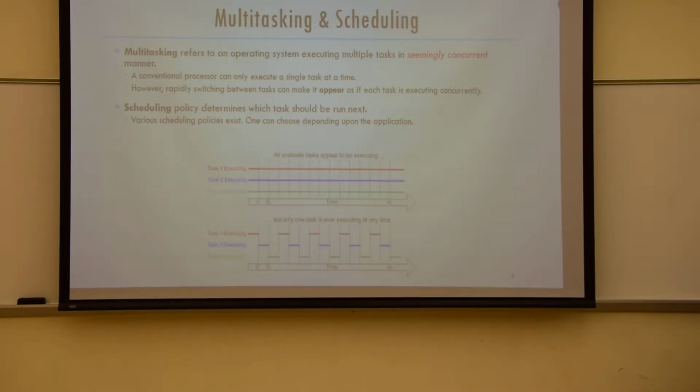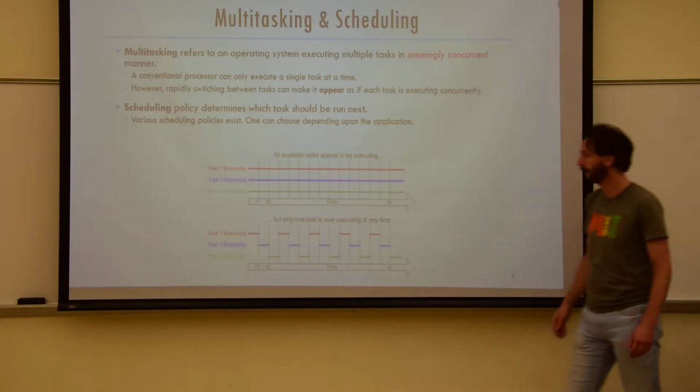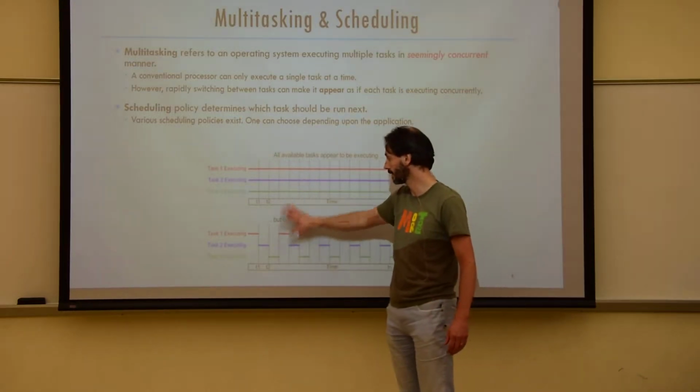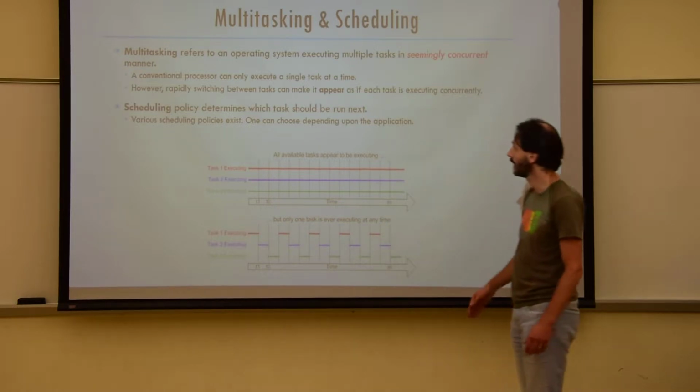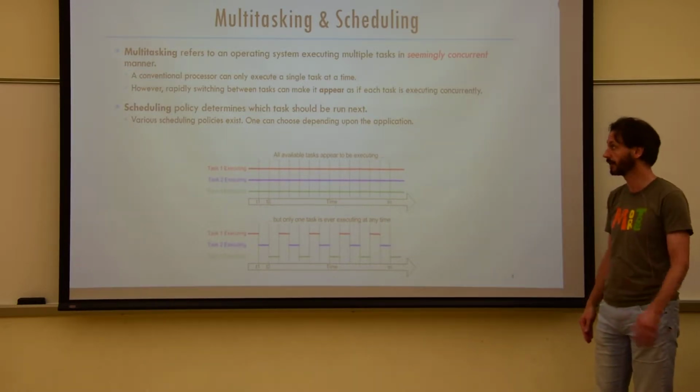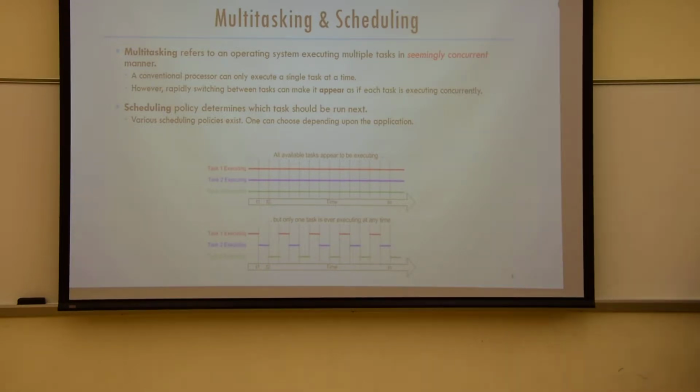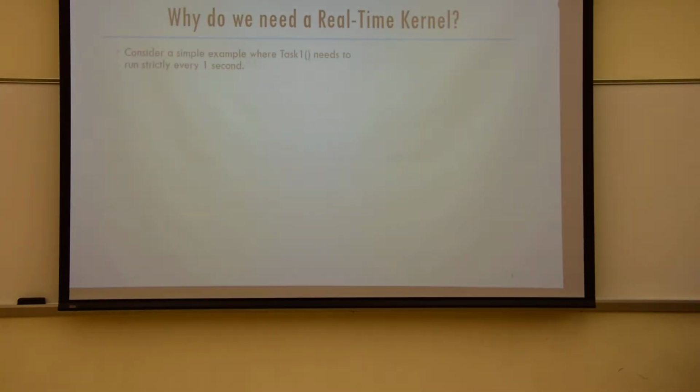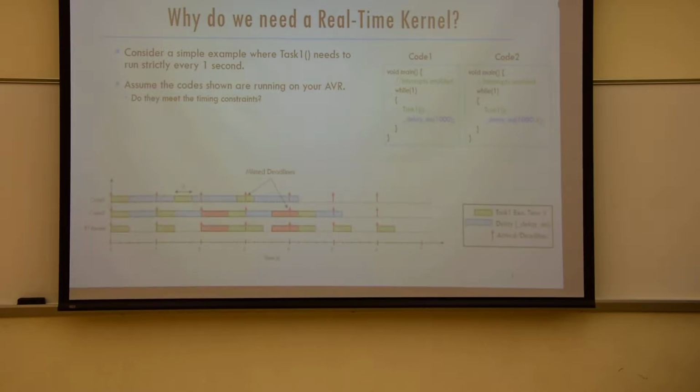We have seen this particular picture before. So here we see, right, you have a bunch of tasks, and you, for example, have this type of scheduling. So the scheduling policy determines which task should be run next.